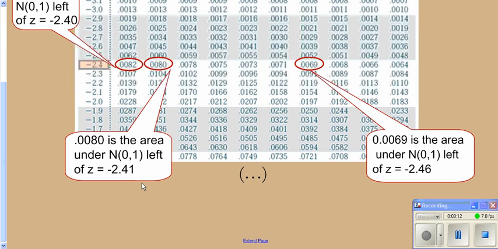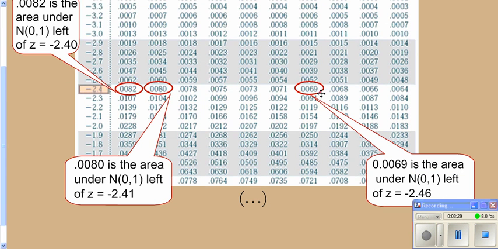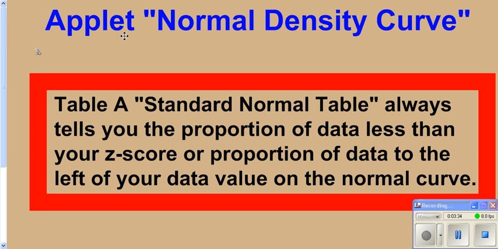So if you had a z-score being a negative 2.46, you go to negative 2.4, and then you have to go to the 06 column here, and where those two, the column and the row, overlap, that tells you how much data would be less than that z-score. Keep in mind that your z-score table, table A, the standard normal table, always tells you the portion of data less than your z-score, or always to the left.